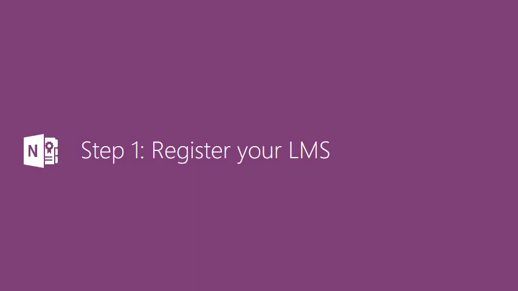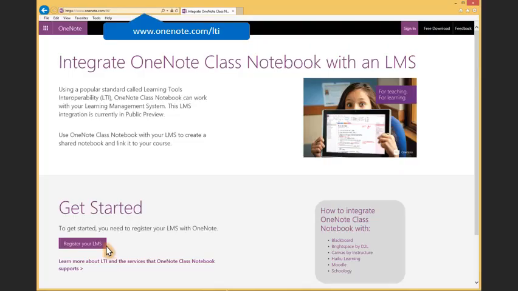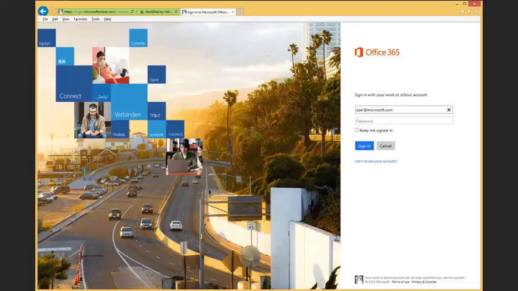First, let's walk through the process of registering your learning management system on the OneNote website. Open your web browser and go to www.onenote.com/LTI. Click the button that says Register your LMS at the bottom of the page. You will now be prompted to sign into OneNote. To use OneNote Class Notebook, you must sign in with the Office 365 account provided by your school.